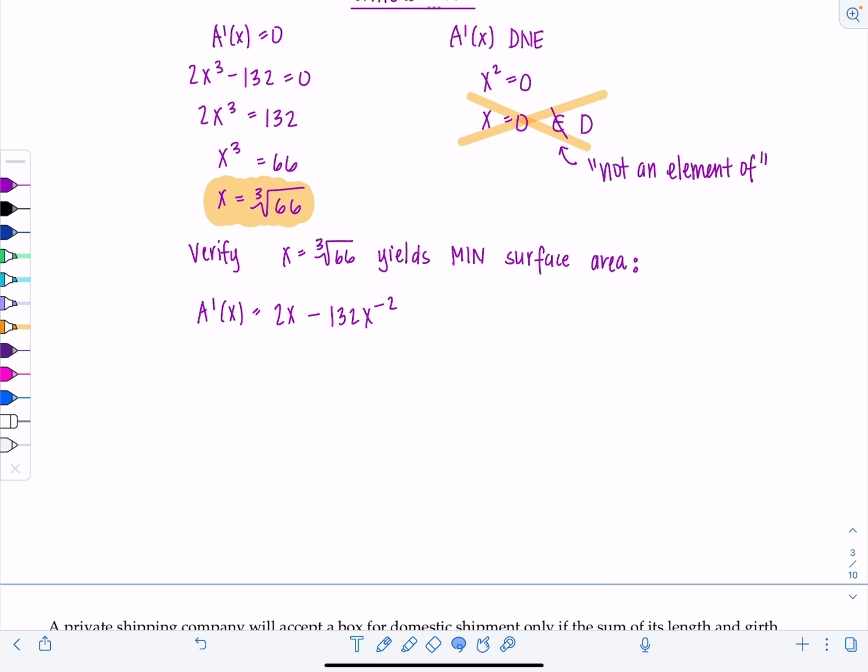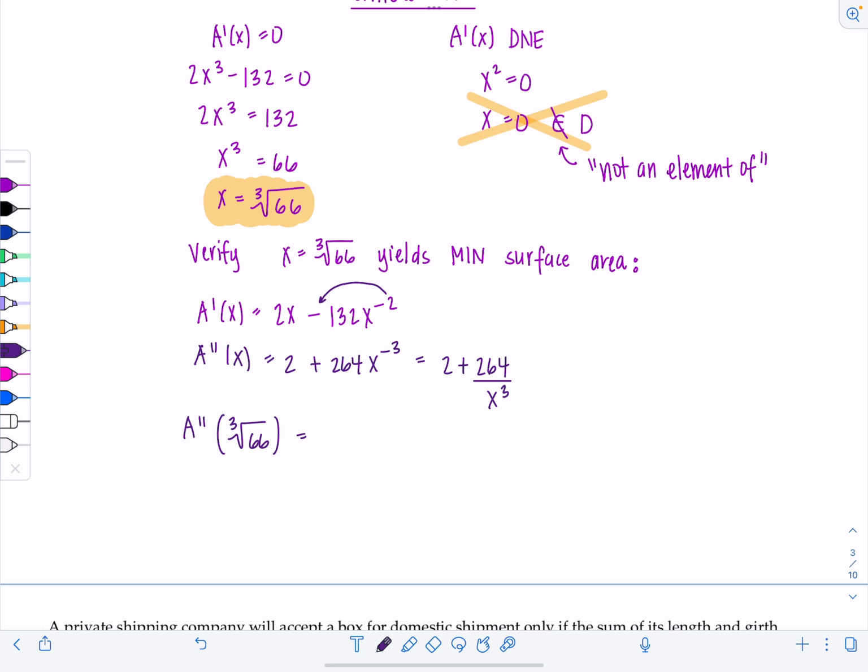That's A prime. So A double prime would be 2. Remember, you bring that exponent down in front and multiply by it, so it's going to be plus 2 times 132, 264, x to the negative third, which is 2 plus 264 over x cubed. Don't clean it up anymore. All you need to do is plug in your critical value, which is cube root of 66. So that equals 2 plus 264 over, well, if I'm going to cube a cube root, that cancels, so then I just have 66.